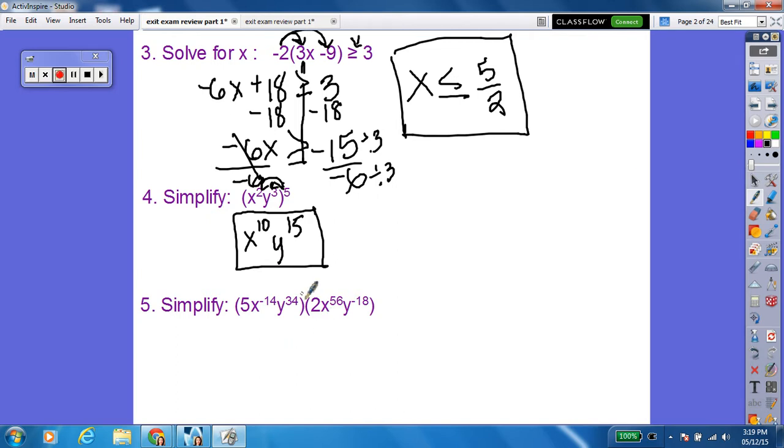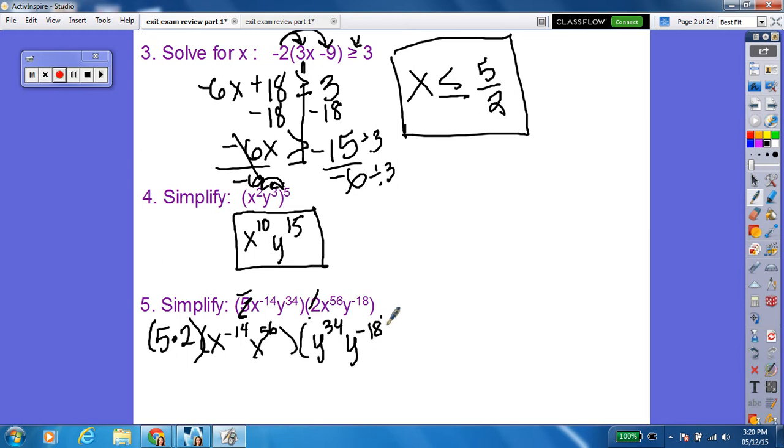Now down here you'll notice that we don't have powers out here to distribute in here. So what we're going to do with this is regroup. Remember that you're going to be multiplying, and you have to multiply like numbers, so 5 and 2. So I'm going to regroup. There's my 5 and my 2, so I'm done with those. And I'm going to regroup my x's, x to the negative 14 and x to the 56. And I'm going to regroup my y's, putting all my like terms together.